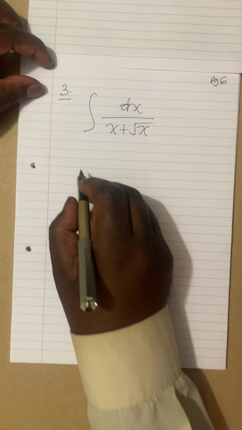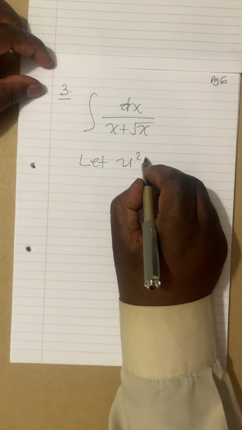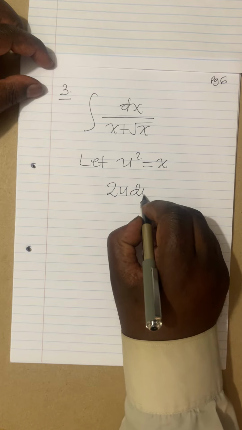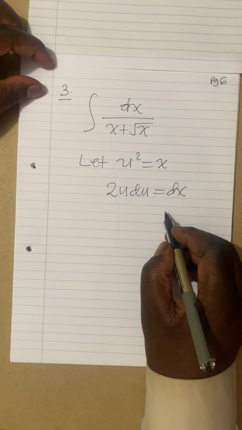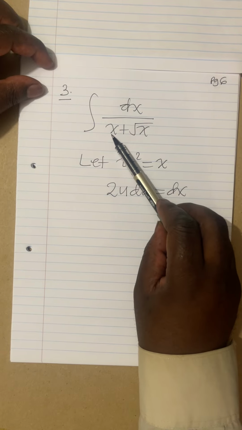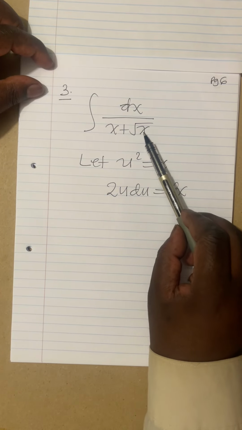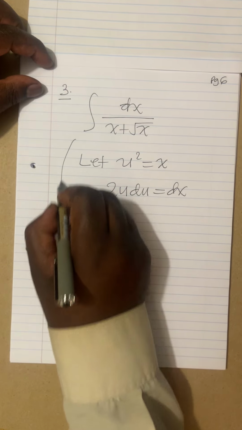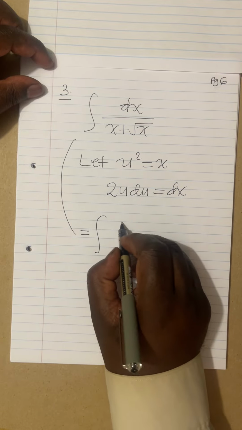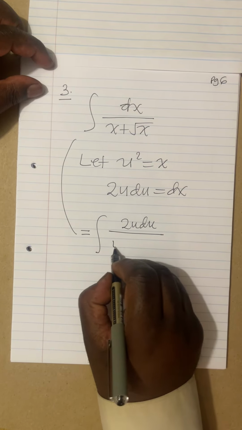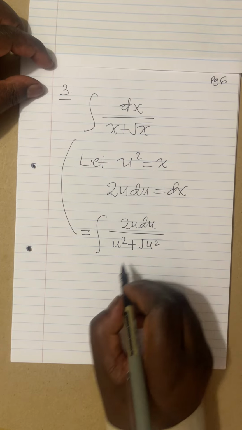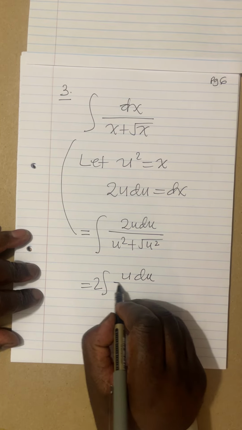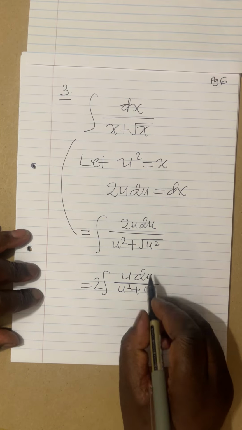We're going to say at this stage, let u squared be equal to x, and differentiating both sides, 2u du equals dx. Remember here it's x, so x is u squared. So I'm going to put u squared there, I'm going to put u squared under the square root sign, and I'm going to put 2u du in the numerator. So this integral then changes to the integral of 2u du all over u squared plus square root of u squared. So this is the integral of, put 2 outside, u du all over u squared plus u, because square root of u squared is u.